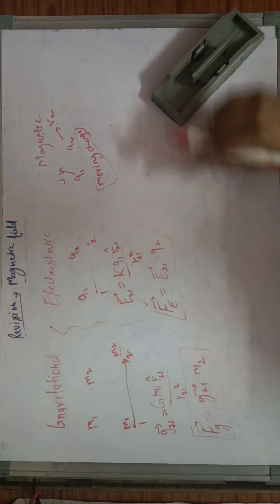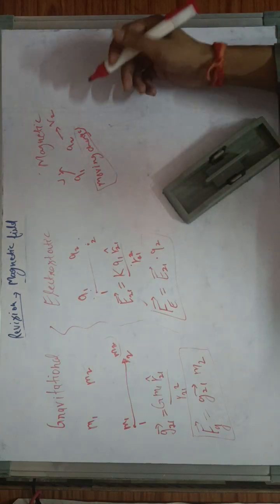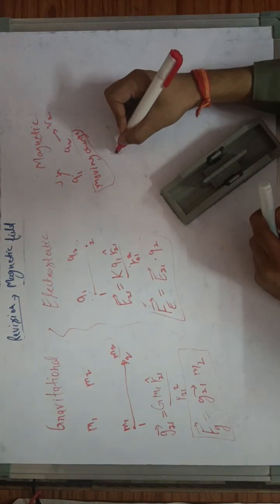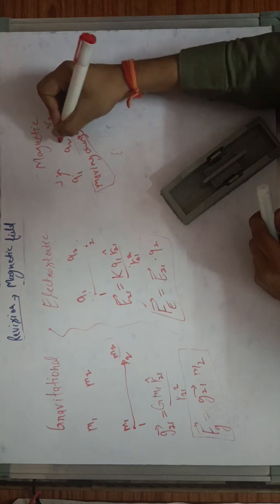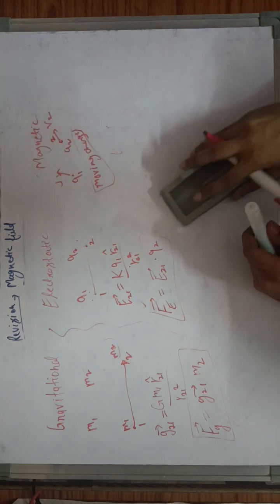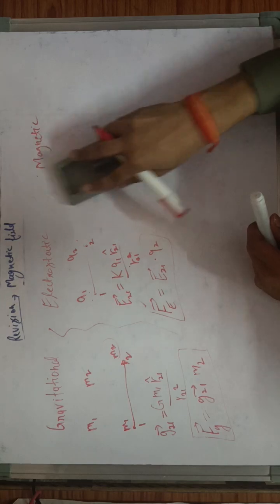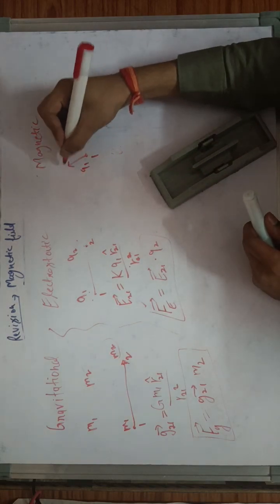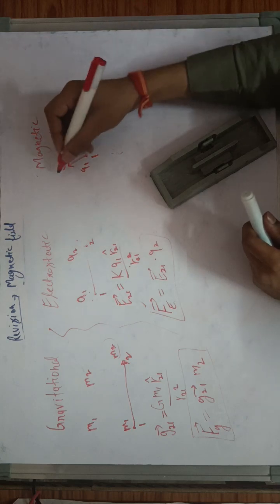Now, in case of magnetic force, first of all, we will find the magnetic field B at any point. Let's say this is point 2, and let's say there is a charge q1 here at point 1 moving in any direction with velocity v1.